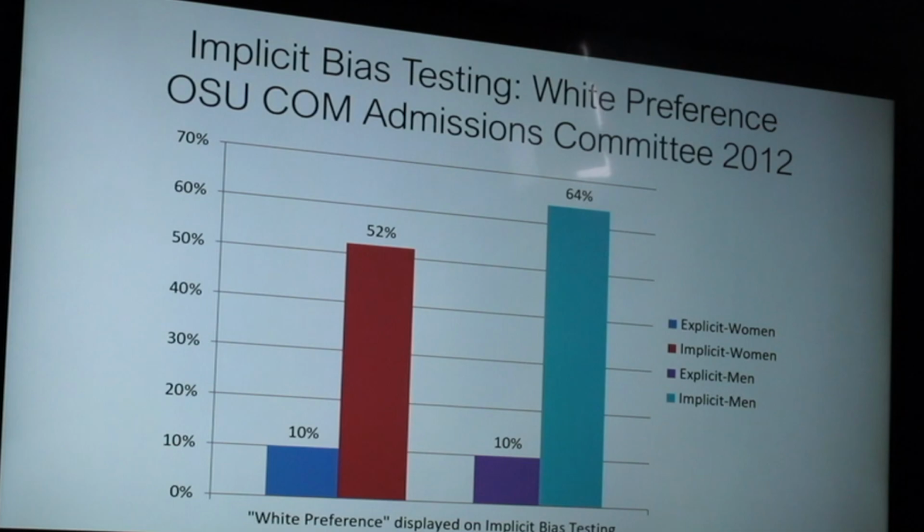And this slide here shows you that 52% of the women and 64% of the men on that admissions committee had, for instance, a result on the IAT called implicit white race preference, which means unconsciously I associate a white person's face with good and positive things and a black person's face with negative things like danger, fear, violence, misery, etc.